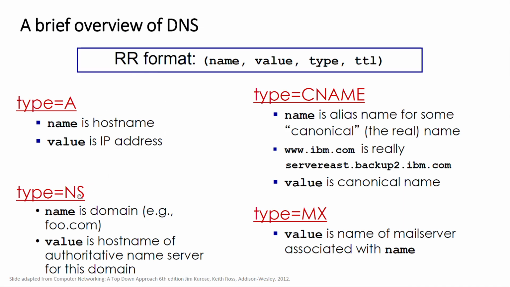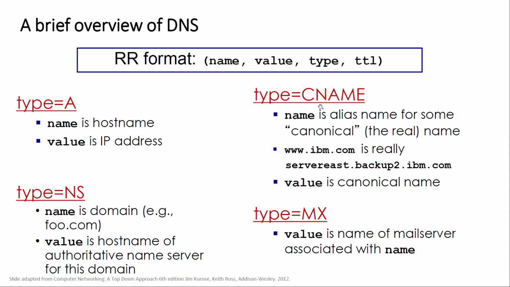Another type is NS, short for name server. In this case, the name is the domain name and the value is the host name of the authoritative name server for this domain. This way you can track who owns which domain and so on.